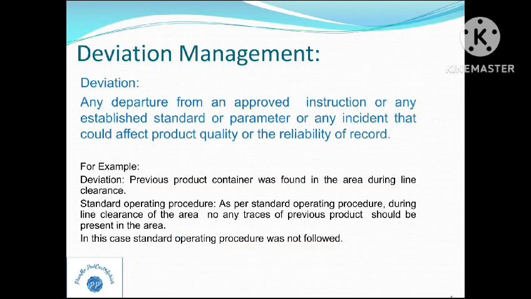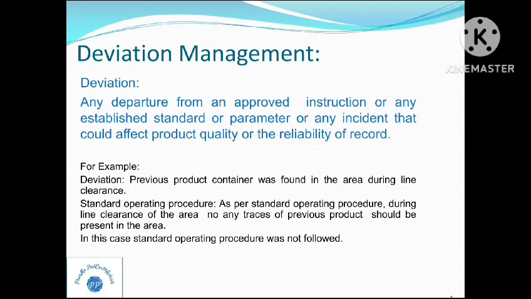So what is deviation? Any departure from an approved instruction or any established standard or parameter, or any incident that could affect product quality or the reliability of record. So failure to follow written instructions, protocols, procedures is called deviation.